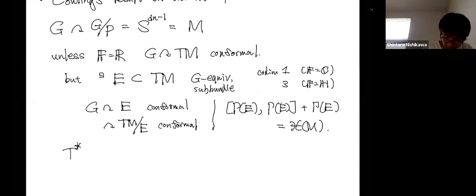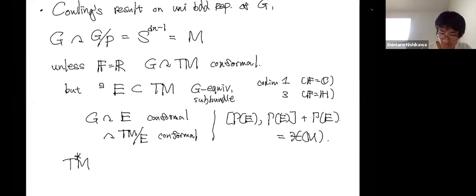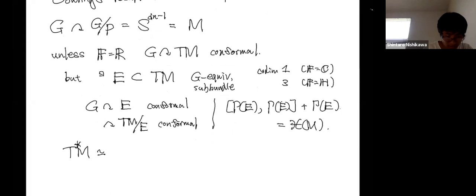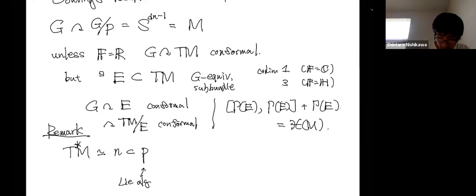So T star M, this manifold M, is canonically identified with a nilpotent subalgebra of the real algebra of P. This is just a remark. Please think of this as a remark. But just in case you're curious, T star M is identified with N, and then the action of the T star of this fixed point.